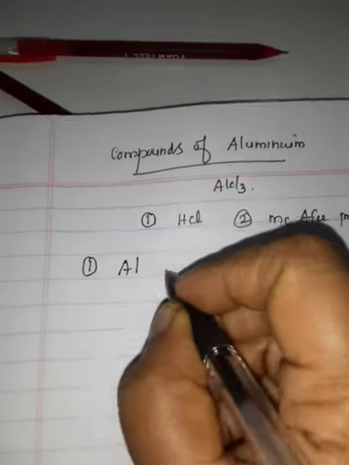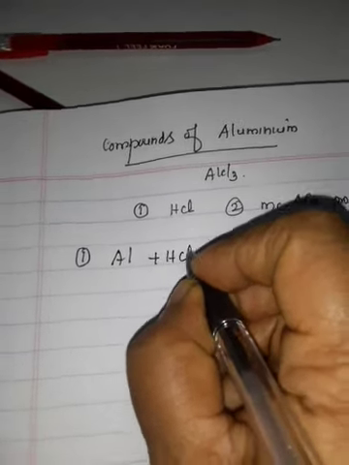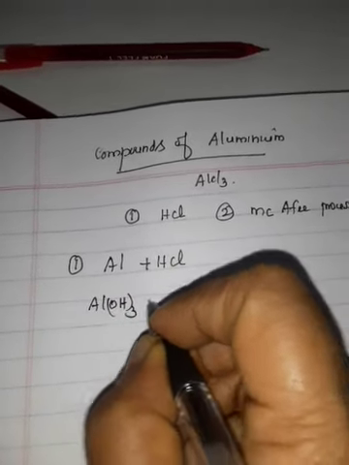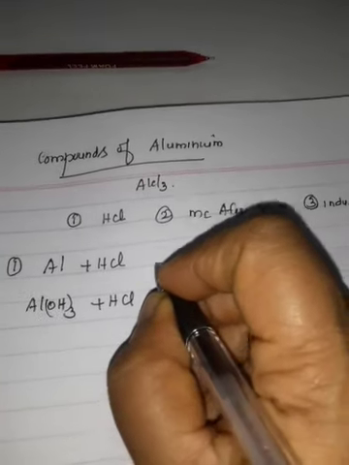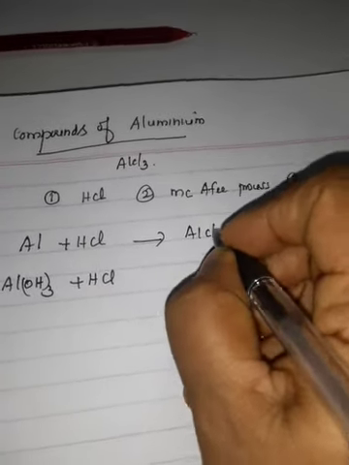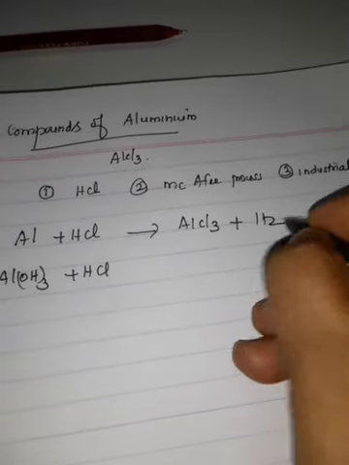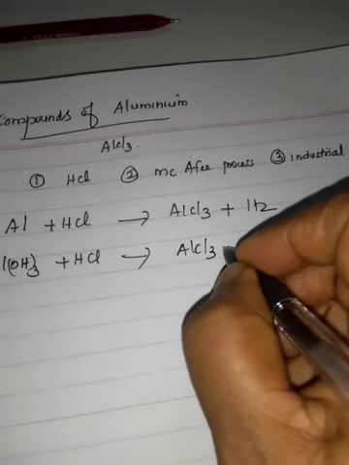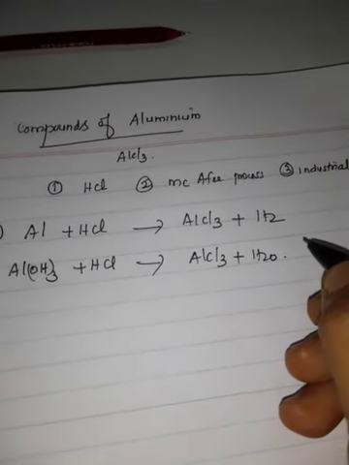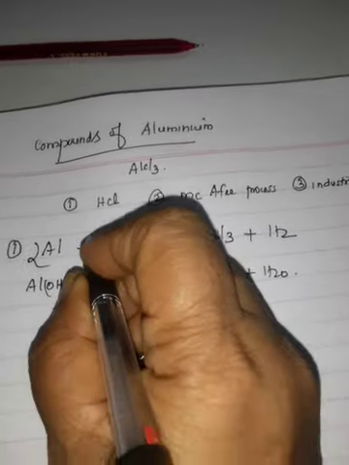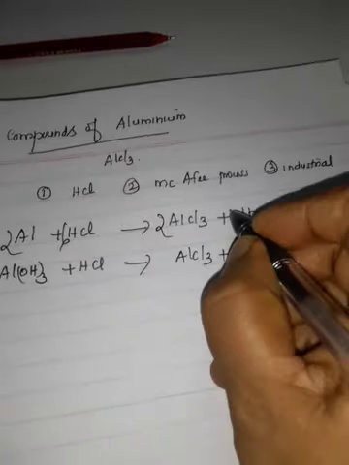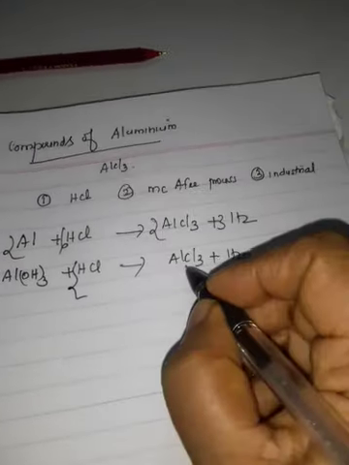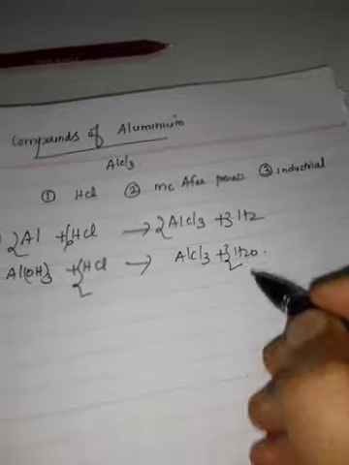aluminium metal treated with HCl, or aluminium hydroxide, Al(OH)3, treated with HCl. So we are getting aluminium chloride and hydrogen gas liberated. Here also aluminium chloride plus water is liberated. On balancing, 3 hydrogen, 3 2s are 6. Here also 3 HCl, 3 water molecules.